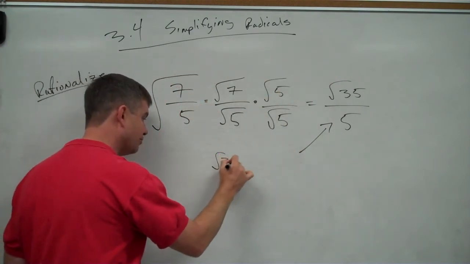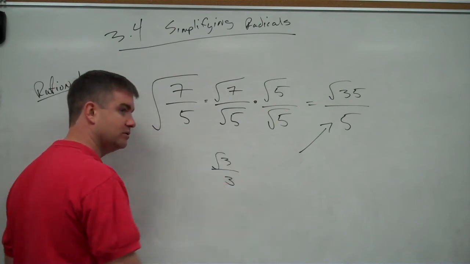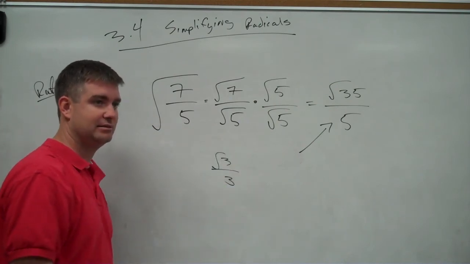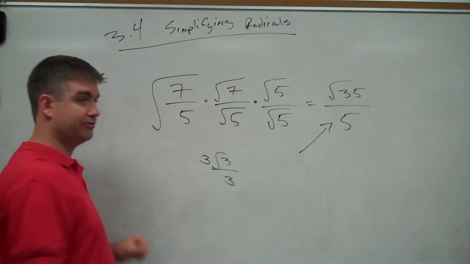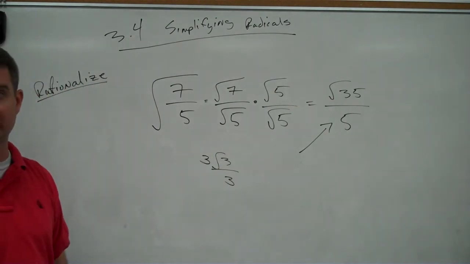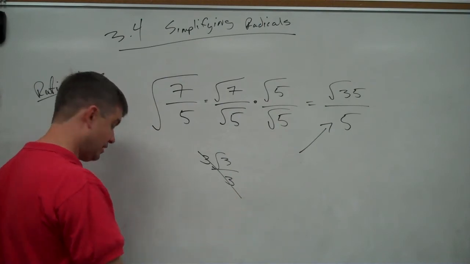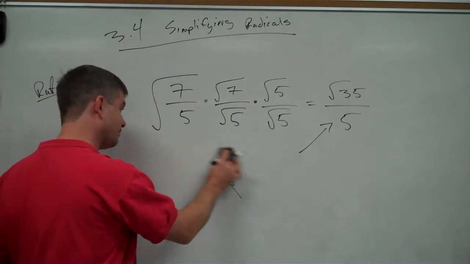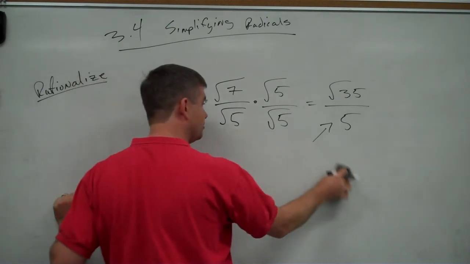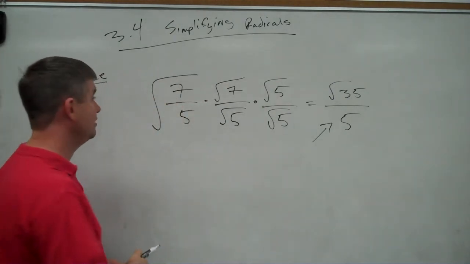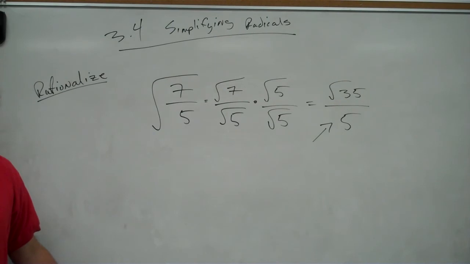How about this one? Root 3 over 3. Can I cancel those? No, I cannot. How about 3 root 3 over 3? Can I cancel the 3's now? Yes. These 3's could cancel and I just get root 3. So that's some rules of radicals that you probably should know, but some of you may not know that. Questions? Any questions?